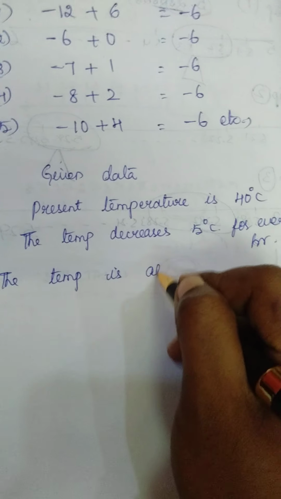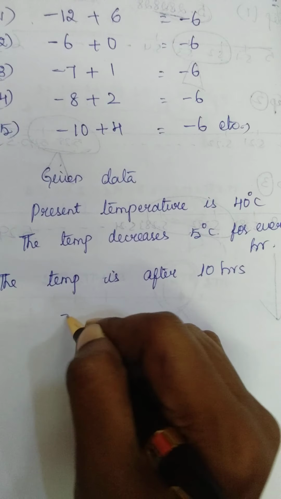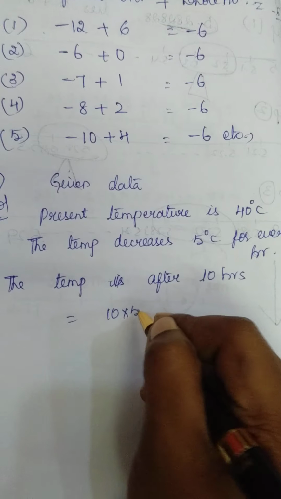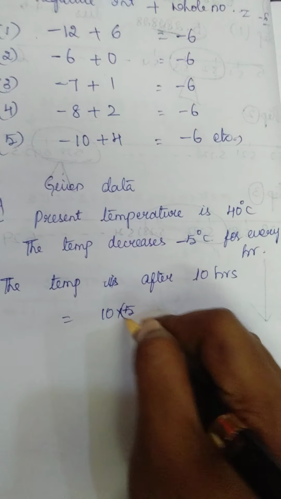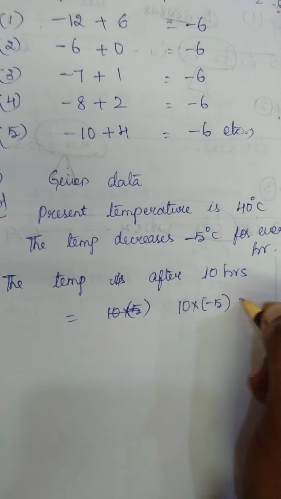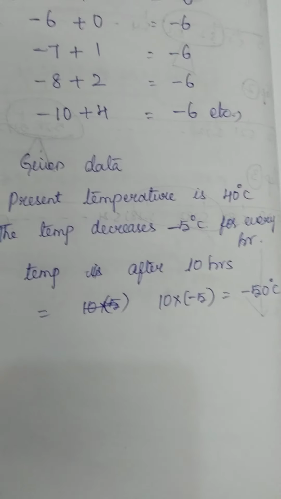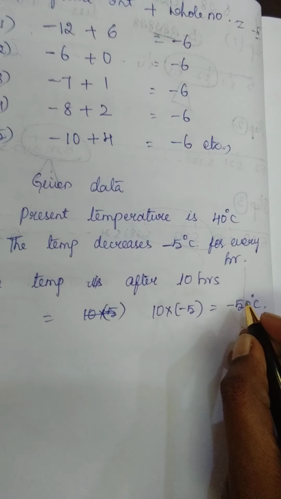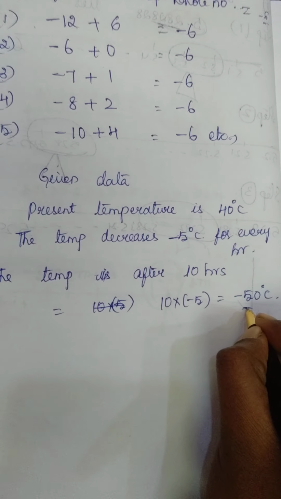The temperature after 10 hours is equal to 10 into 5. It is decreasing, right? So it is minus 5 degrees centigrade. 10 into minus 5 equals minus 50 degrees centigrade. Clear? Now here it is minus 50 degrees centigrade. The temperature after 10 hours equals minus 50 degrees centigrade.